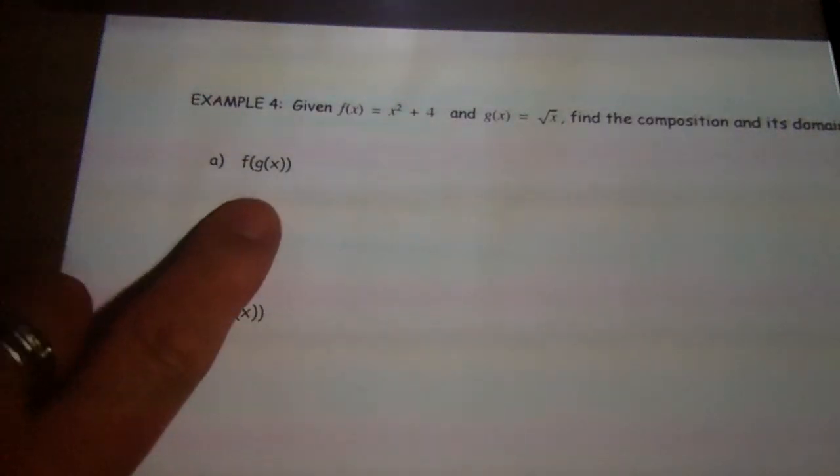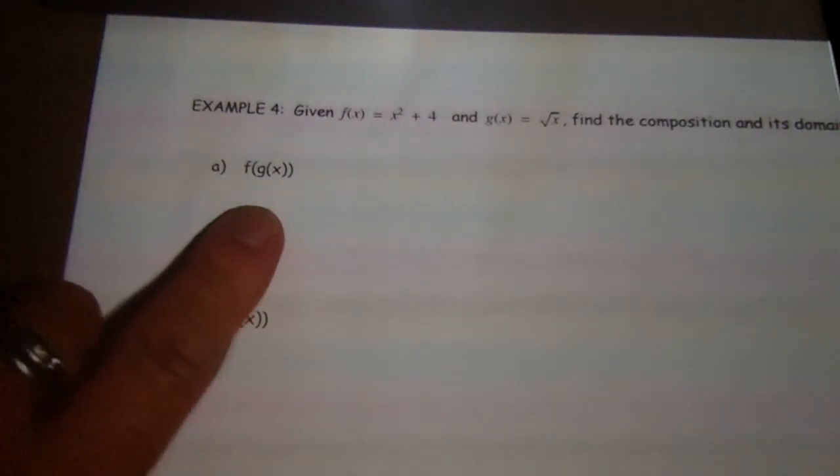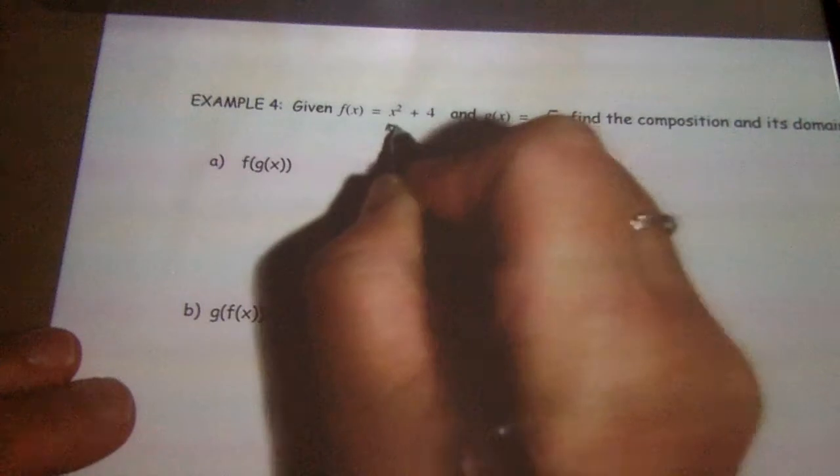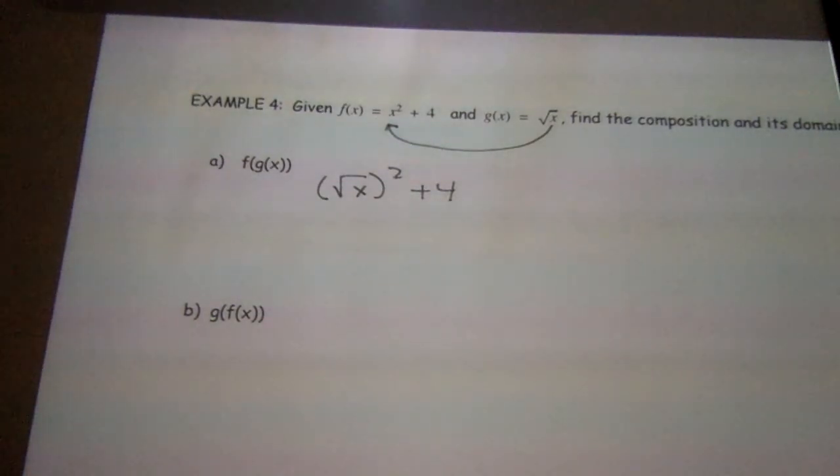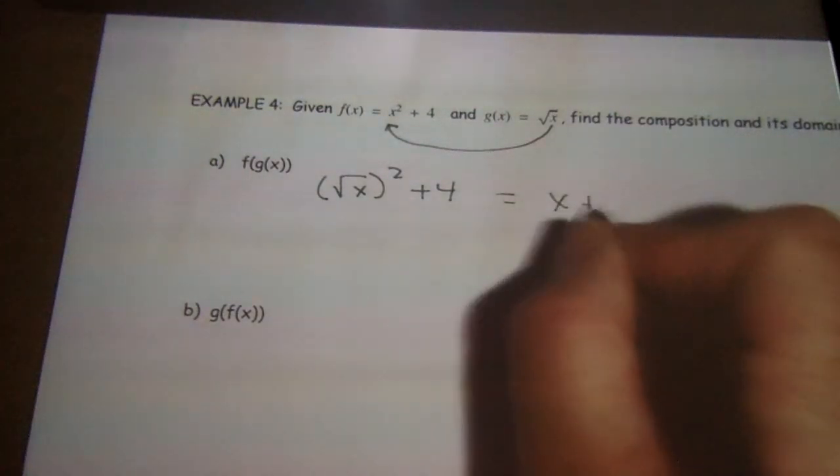So let's look at some examples. f of x is x squared plus 4, and g of x is the square root of x. So they want us to find f of g of x. So we put in g of x for x. So that means this is going to go right in here. So that's going to be the square root of x squared plus 4, which equals x plus 4.